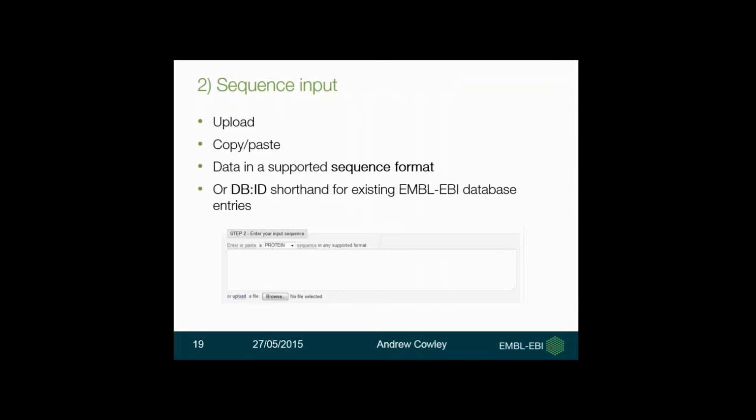Moving down the page, the next section is where you upload your sequence. You can either upload this as a file, or you can copy-paste it. And we'd like the data to be in a supported sequence format. I'll talk about that in just a second. There's one final way of inputting data to the forms, and that's using this DB:ID shorthand. That's for searching with an entry that you already know exists in one of our databases. It's just a shortcode, so we don't have to input the whole sequence or the sequence entry. We can just type that shortcode in, and the tool will fetch the information from the database for us.